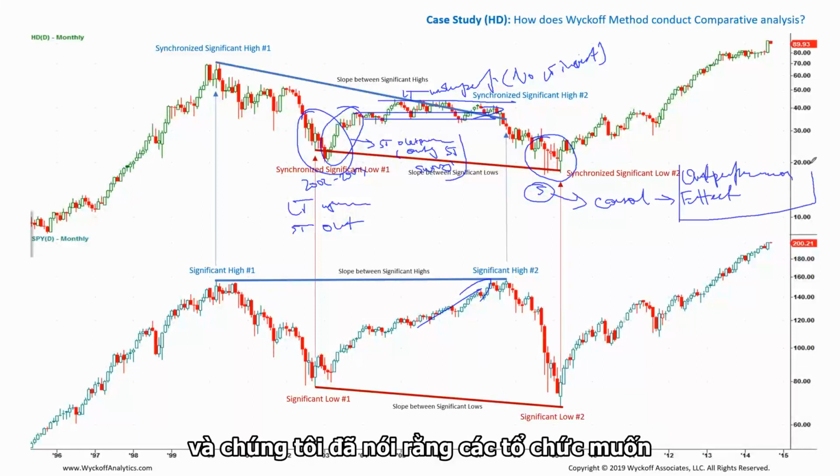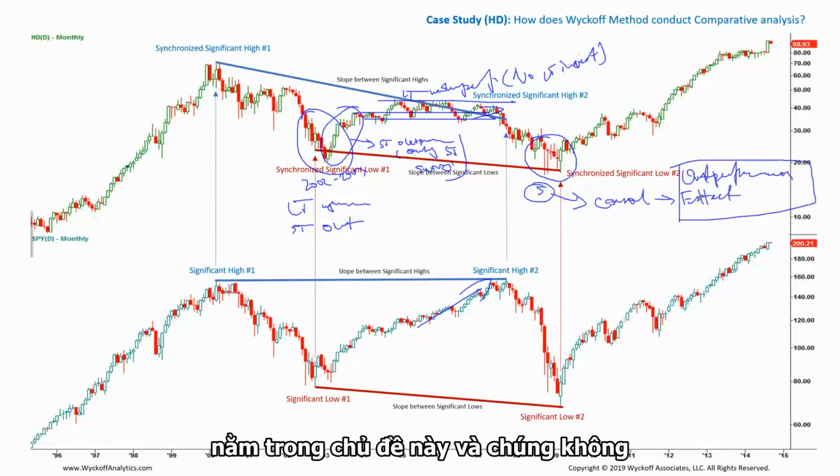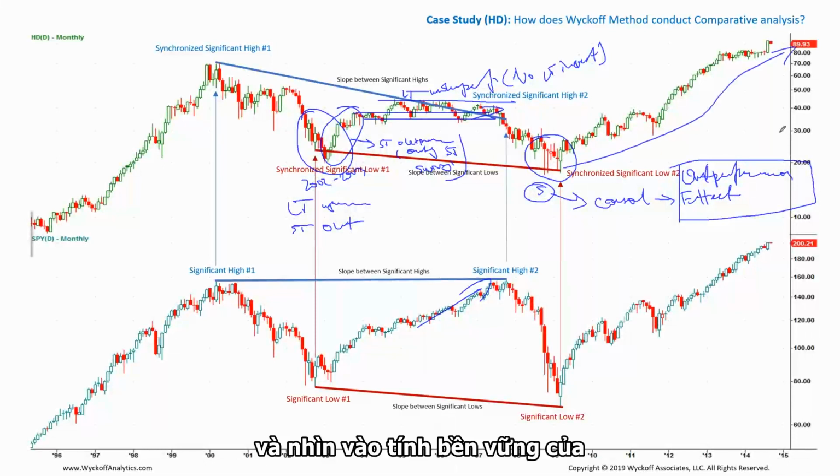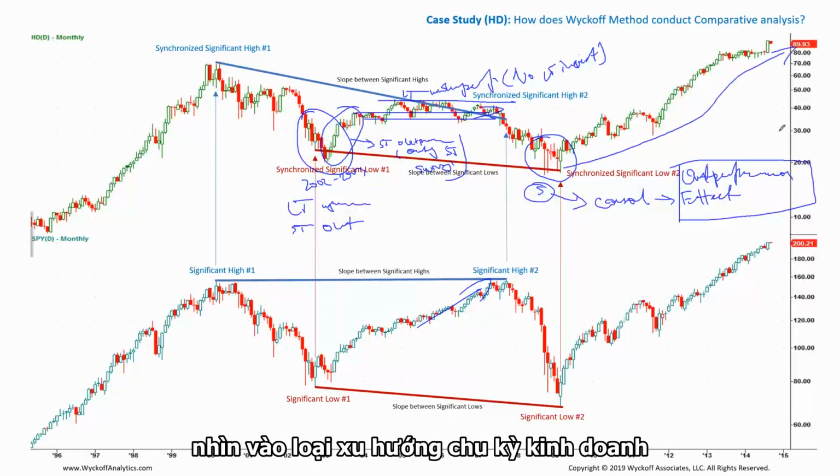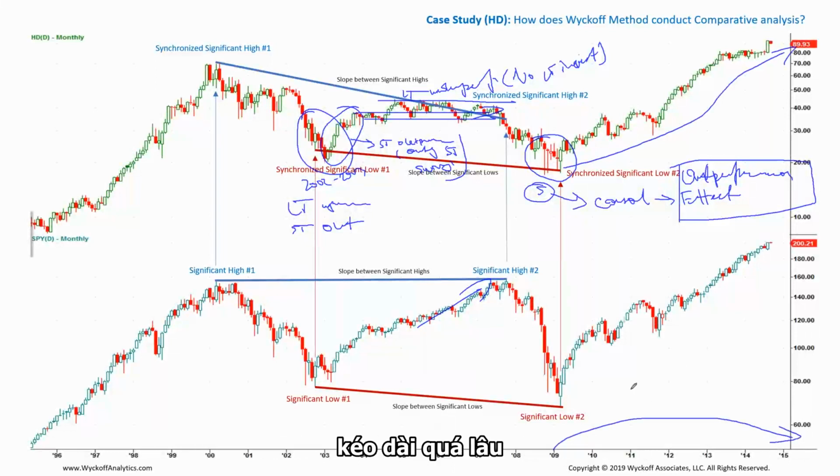And we said that the institutions want to be in this theme and they're not going to provide a lot of supply. And look at the sustainability of the trend. Look at the business cycle type of trend lasting for so long. And look also at the timing.